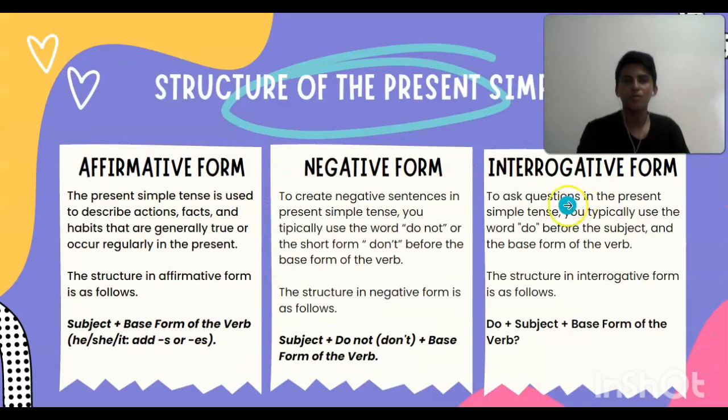Vamos con el siguiente. Okay, structure of the present simple. The present simple has a structure in three forms: affirmative form, negative form, and interrogative form.